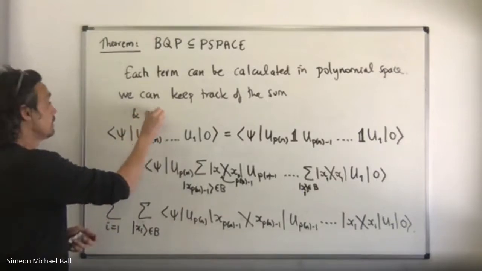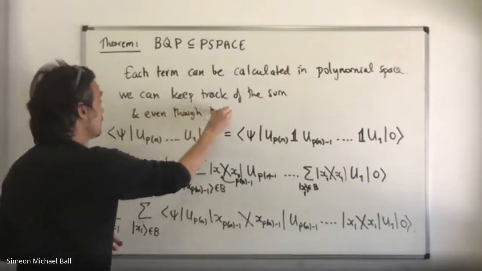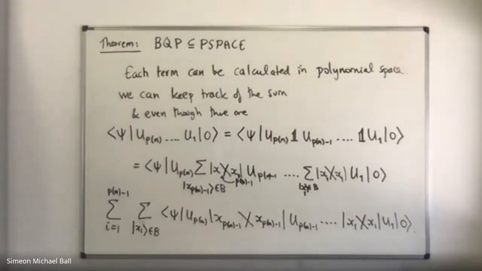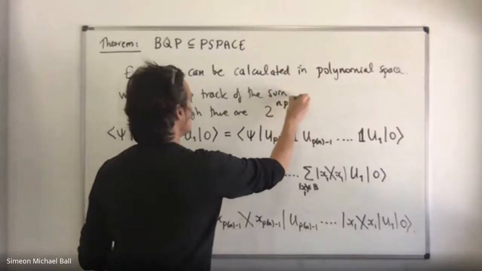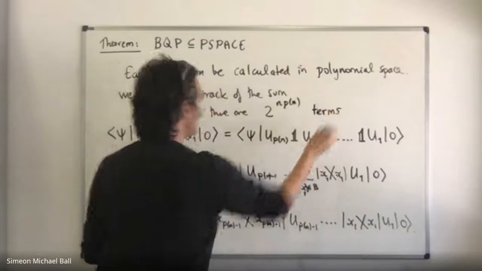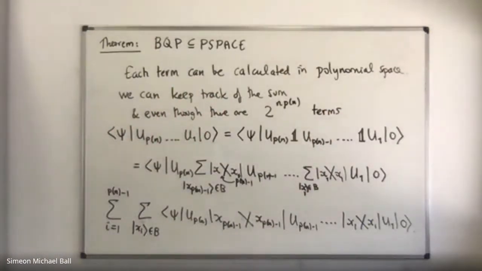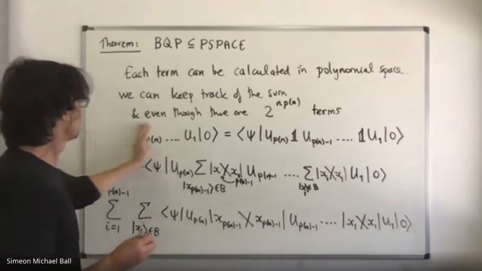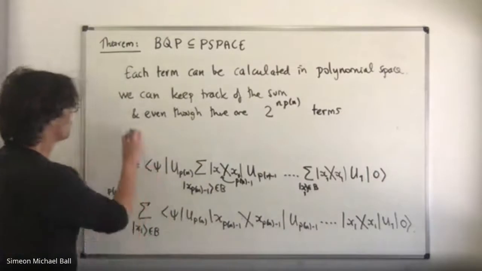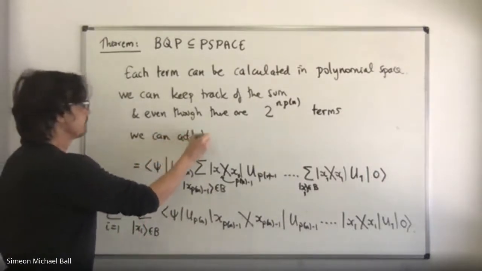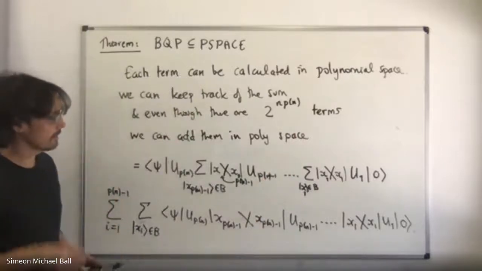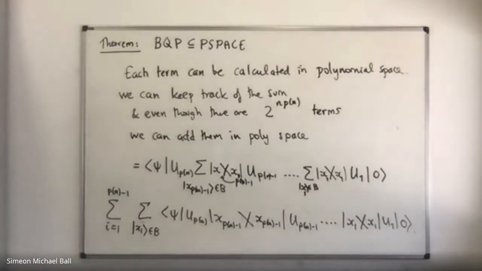And even though there are, how many terms do we have here? B has size 2 to the n, so this is 2^n to the p(n) terms, we can add them all up in polynomial space. Okay, so that's the idea behind it. It's more of a sketch proof than a totally rigorous computer science type proof.